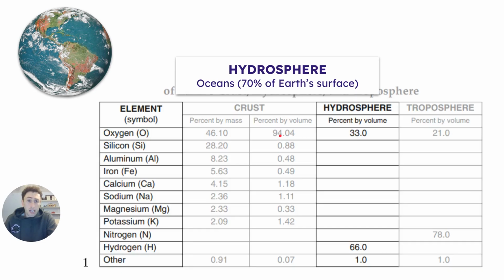The crust. The hydrosphere refers to the oceans, which are 70% of Earth's surface. You have to know that 70% of Earth's surface is covered in water, covered in the hydrosphere. That is made up of 66% hydrogen and 33% oxygen. That is H2O. So it's made up of water. That is the hydrosphere.